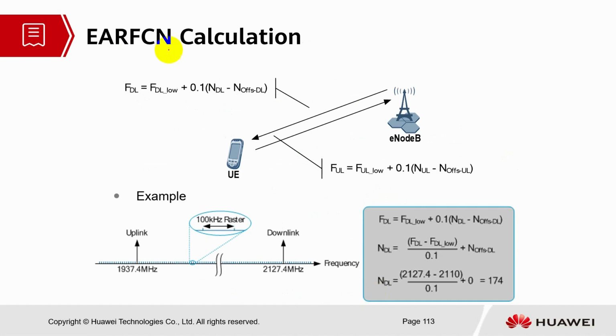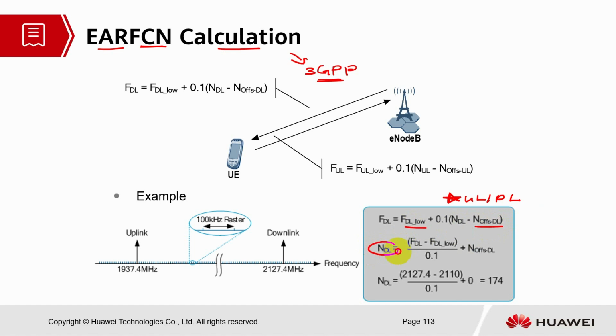This is the EARFCN, the frequency channel number calculation. This is referred from the 3GPP standard documentation on how to calculate based on the formula. But we have to refer back to the uplink and downlink values based on the release. Release 10 has its own value, release 11, 12, 13 have their own values, and release 8 has its own value. So you have to refer to the table to get the values of downlink low and downlink offset.